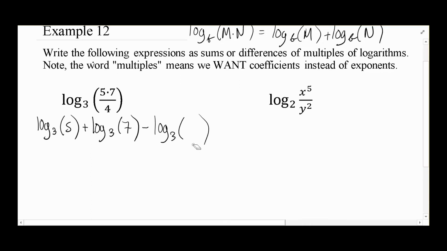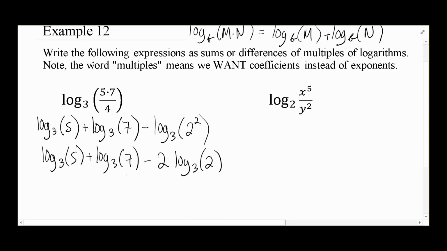Now if that whole multiples of logarithms thing wasn't there, we'd be good with this answer. But notice that 4 could be rewritten as 2 squared, meaning I could bring that 2 down in front as a coefficient. So because we wanted coefficients, whenever possible at least, that's how we're going to write this problem out.